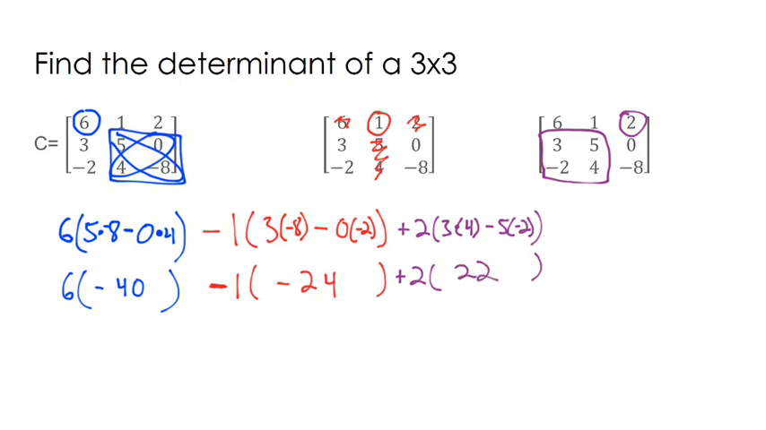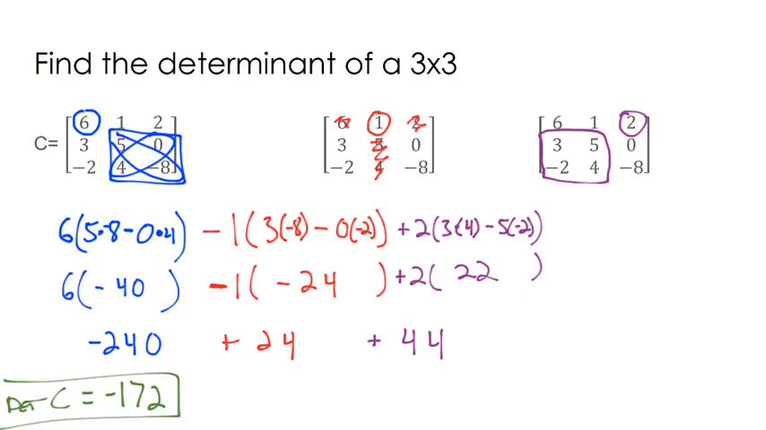And now we've got a little simplification to do. Right here, that's going to be negative 240. This is going to be plus 24. And this is going to be plus 44. Just to do the math on that real quick, all of that equals negative 172. So the determinant of C is negative 172. Once again, in this video we're not going to really talk about how to interpret that or why it's important. I just want you to be able to calculate it.